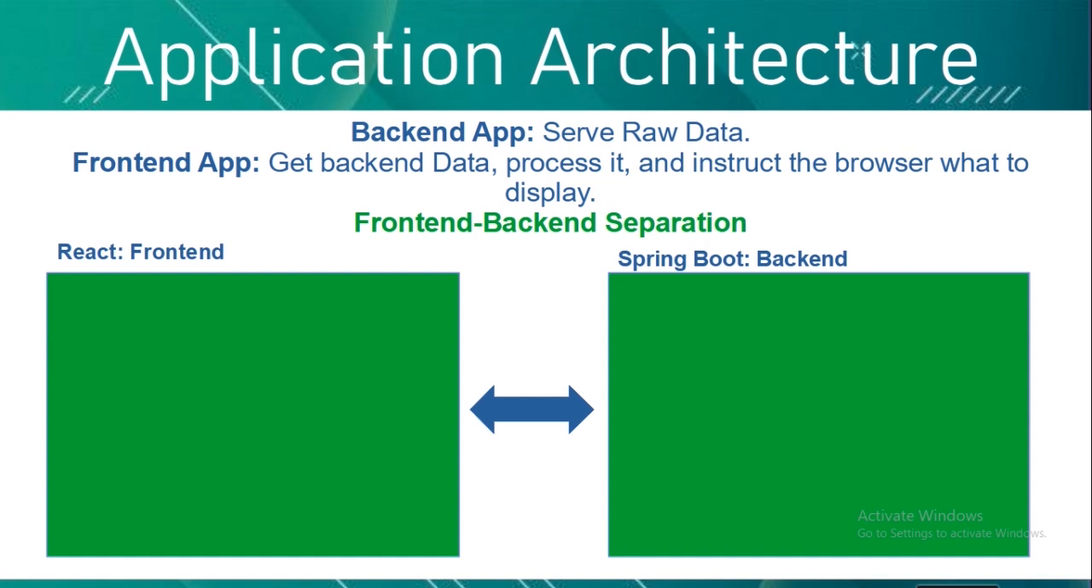So here is the application architecture. We have a backend app and a front-end app. The backend app serves raw data, and the front-end app gets the backend data, processes it, and instructs the browser what to display. This is called front-end backend separation. We have the front-end as a separate app, and we also have the backend as a separate app.